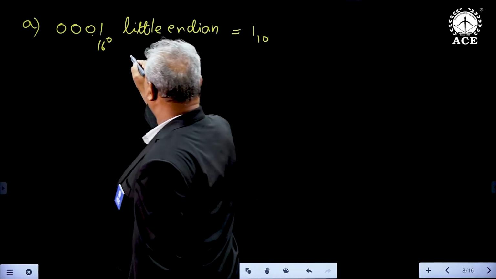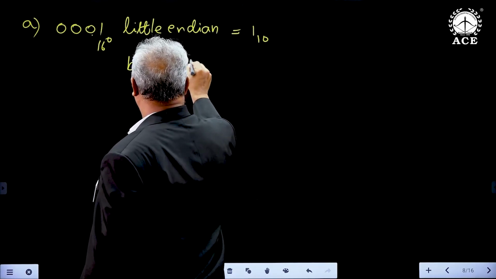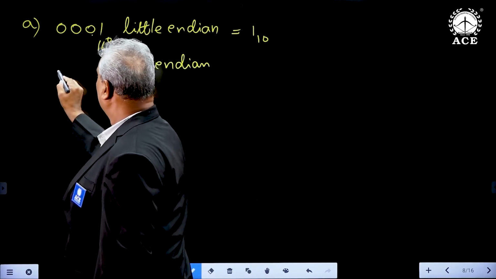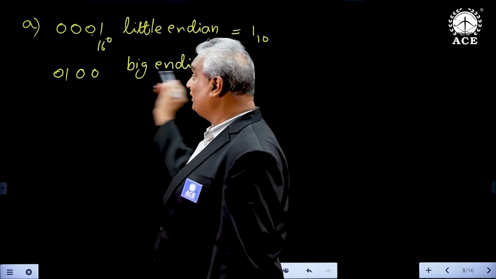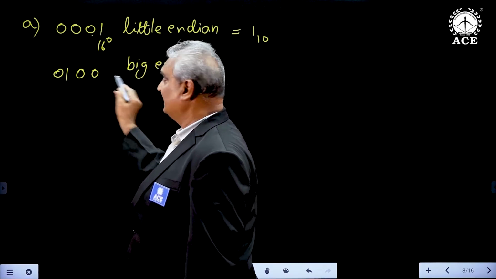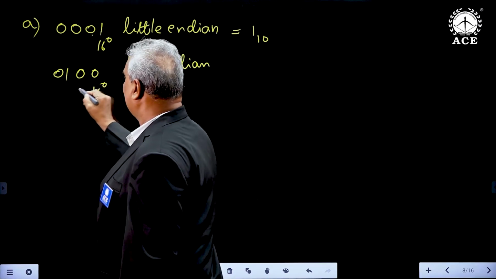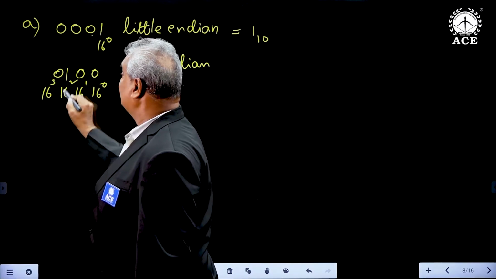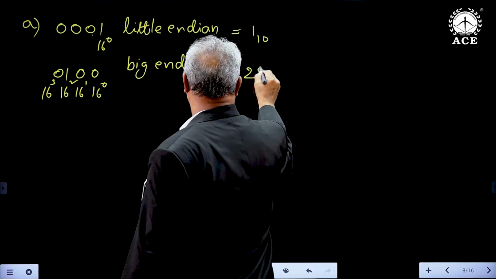What about big endian? Same big endian. While making conversion into big endian, first write lower byte, next higher byte. What about decimal value for the same? First lower byte is here, higher byte is like this. 16 power 0, 16 power 1, 16 square, 16 cube. 16 square means 256. Decimal value is 256.